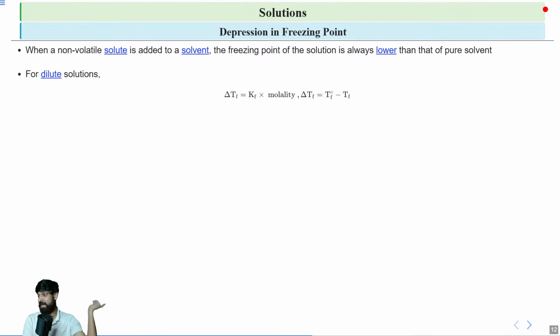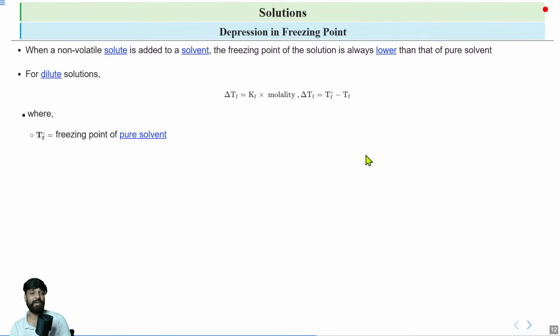Because in the case of boiling point, we have written it as TB minus T0, meaning the boiling point of the solution minus the boiling point of the solvent. But here we are writing just the opposite: the freezing point of the solvent minus the freezing point of the solution. This is the difference between the two formulas. Why are we doing it so? To keep the value positive, because the freezing point has gone down, and if we subtract TF minus T0F, we will get a negative value. So to keep it positive, we have reversed the places.